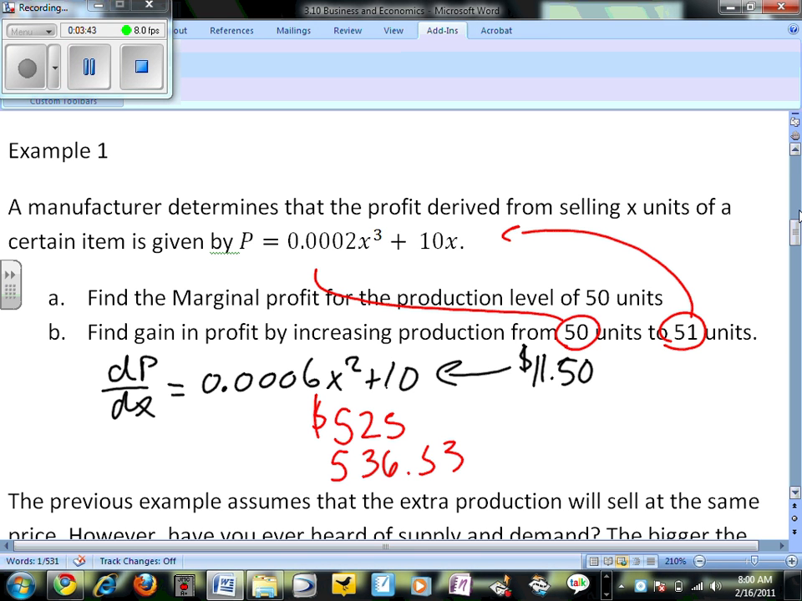All right. So what happened? They want us to find our gain in profit. So from selling that one additional unit, we made $11.53, which is awfully close to what we just figured out in our marginal profit. So we're just showing you that the marginal profit, if we can take the derivative and figure that out like that, is very similar to just plugging it into our profit function in general. All right.